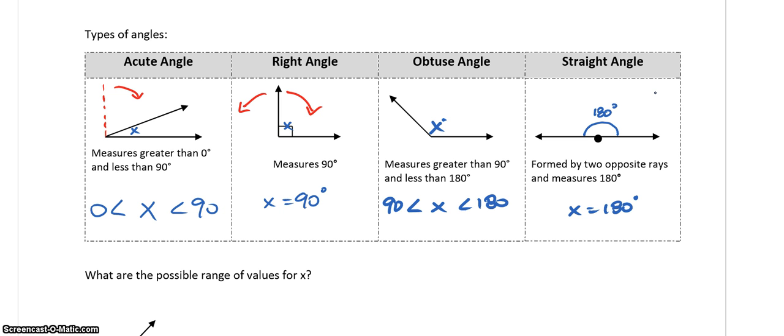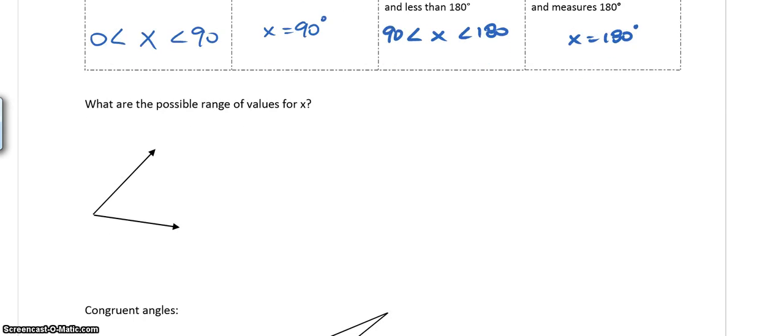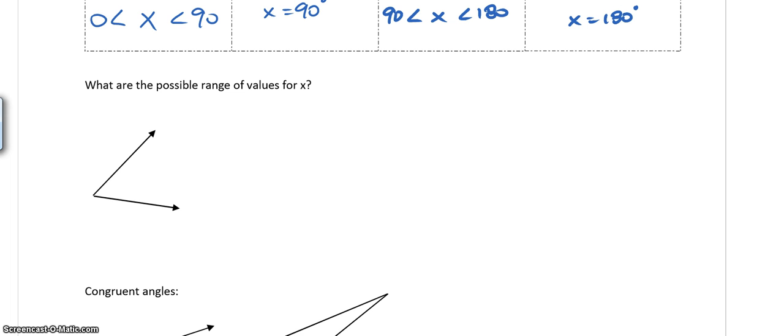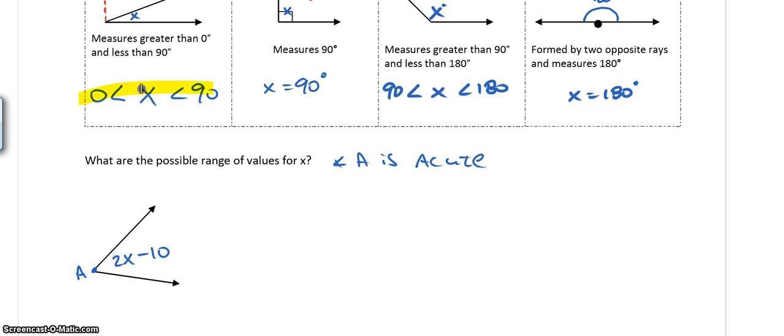Okay, so let's look at this example down here. What are the possible range of values for x? Let's say this angle measures 2x minus 10. Let's call it angle A, and let's say angle A is acute. So what is the possible range of values for x? If it's an acute angle, we know my restrictions: it has to be bigger than 0 and smaller than 90.